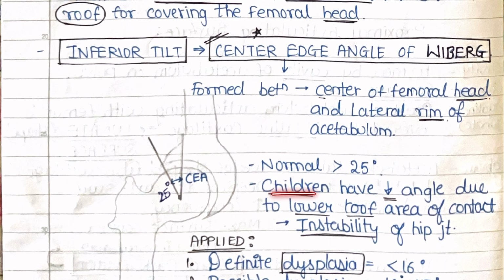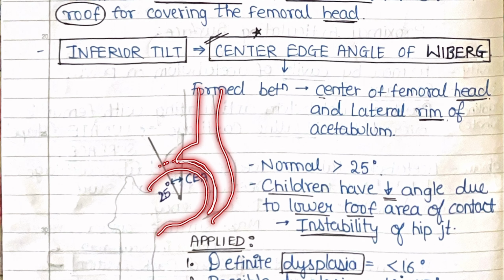Children have a smaller angle because of the lower roof area of contact, due to the reduction in the roof area of contact. In children the lateral rim doesn't cover the whole surface, so it ends like this, and the head of the femur is like this. So the area of contact is less, so their angle forms like this.